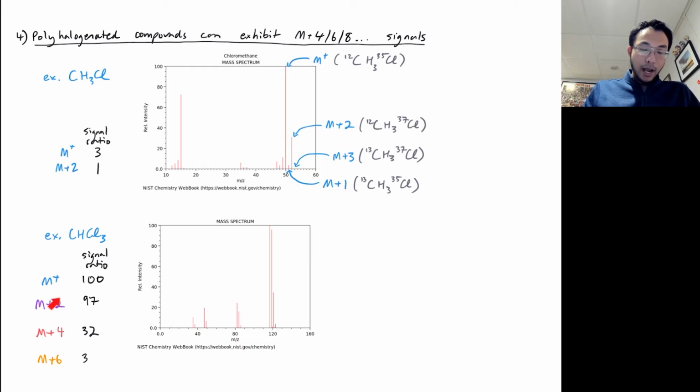Any one of the 3 chlorines being 37 atomic mass units would contribute to this signal. Having 2 out of the 3 being the heavier isotope will contribute to this signal. Having all 3 being the heaviest contributes to this signal. And just in case that's not clear in the data here, the molecular ion is the tallest one, the M+2 is right there, then the M+4, and way down here is the M+6 signal.